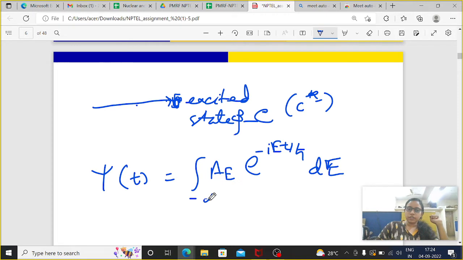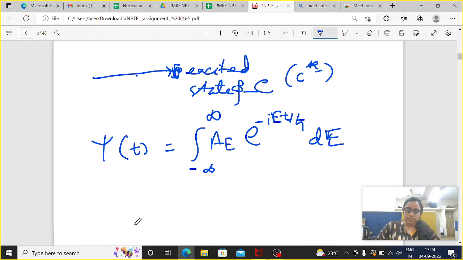Okay, so here energy will go from minus infinity to plus infinity, because we can have so many energy levels in between, from E to E plus dE. So this is the expression for psi(t) for a stationary state, a superposition of the stationary states. So this will be psi(t). Now from that psi(t) we can calculate what will be the value of A(E), right?